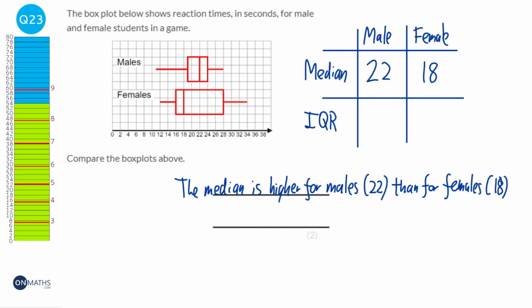Interquartile range is slightly harder because you need to do the distance between the upper quartile, which is this line here, and the lower quartile, which is this line here.